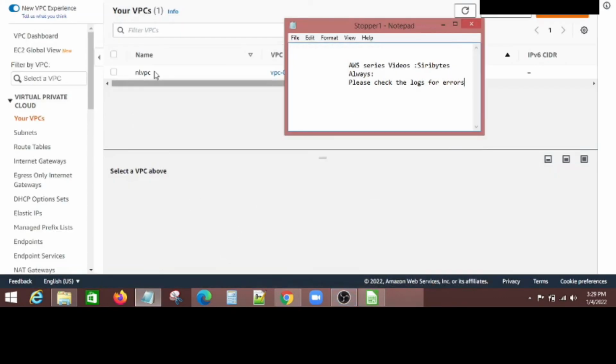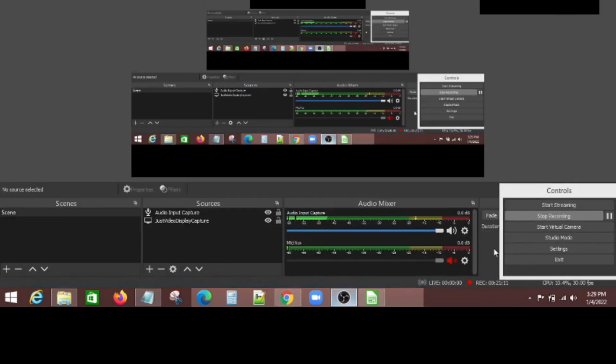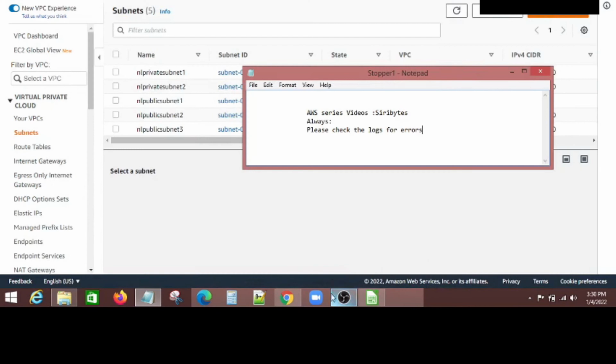So this is my VPC. I renamed it NL VPC. These are the subnets that I showed you before. The first three were given in the default, and I created these two private subnets.